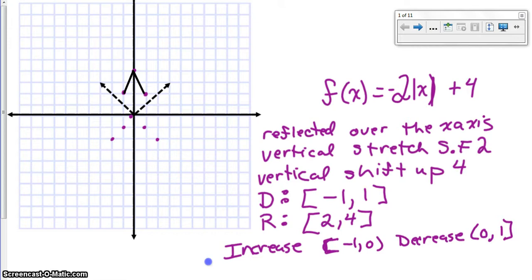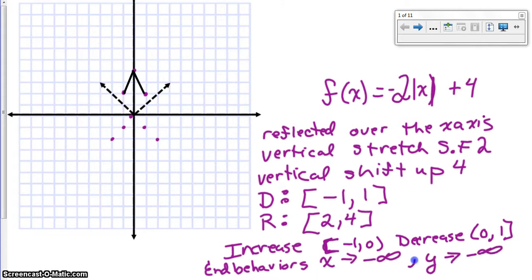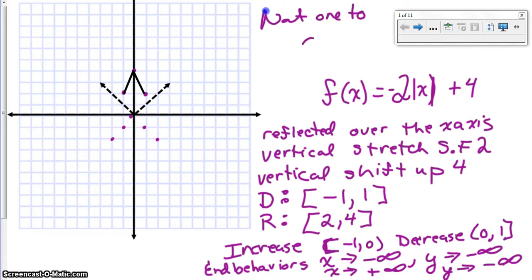End behaviors. Now, end behaviors, Mrs. Rose says she just wants them according to the function itself. So as x is approaching -infinity, y is approaching -infinity, and as x is approaching +infinity, y is approaching -infinity, right? Oh, okay. And of course, this is not 1-to-1. I think that might be all the questions I had to answer.